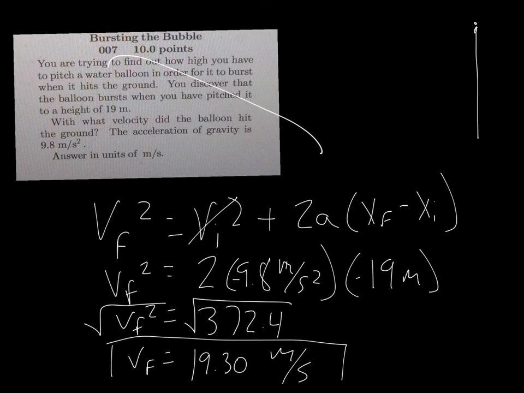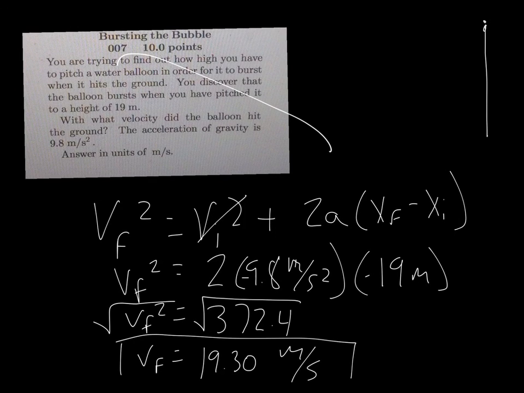Okay, and remember, when you take a square root of anything, it's really plus or minus. So in this case, because we know the object is dropping, we're going to call that a negative velocity. So it would be negative instead of the plus. So when you submit your answer, make sure you put in a negative sign.